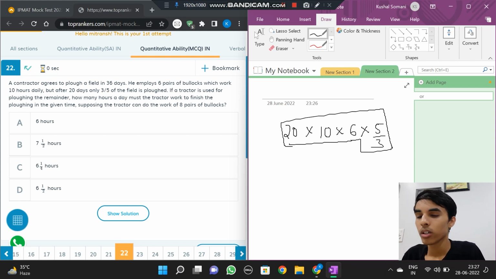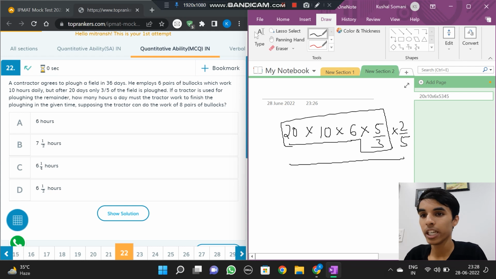Now this work has already been done. Now this work is the total work that needs to be done. Now the remaining work is 2/5 of the total work. So we can multiply this work by 2/5. So now this whole work has to be done by 8 pairs of bullocks, and the remaining number of days is 16, because 20 days are already done and total number of days are 36.